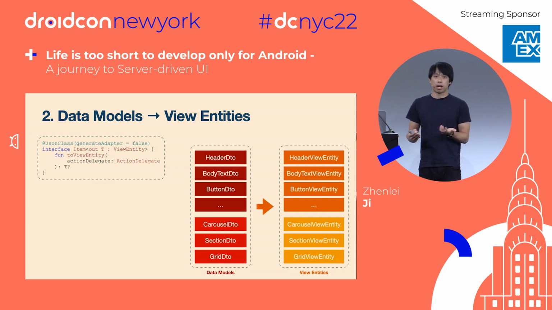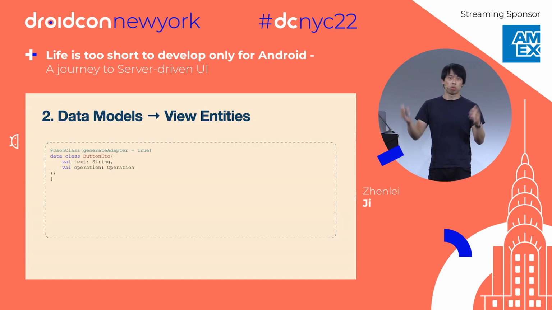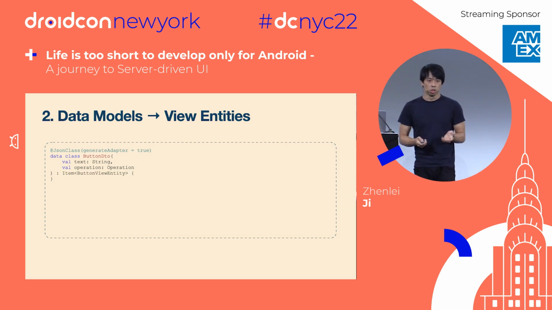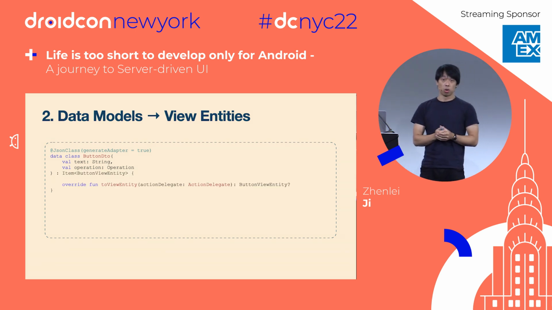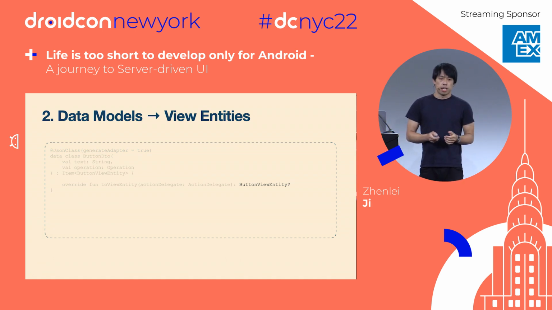You have a list of items, and you just need to do .map, and inside it toViewEntity. Done. So you don't need to have the mapper, because the mapper is already in the DTO. So here's an example. We have the button DTO. We need to implement this interface item. So this forces me to implement a method called toViewEntity, because all DTOs need to know how to map to view entity.